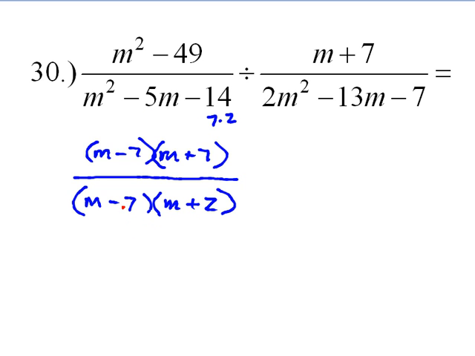Let's check that. Negative 7m, positive 2m gives us a negative 5m. And a negative 7 times a positive 2 gives me a negative 14. So I've got it.